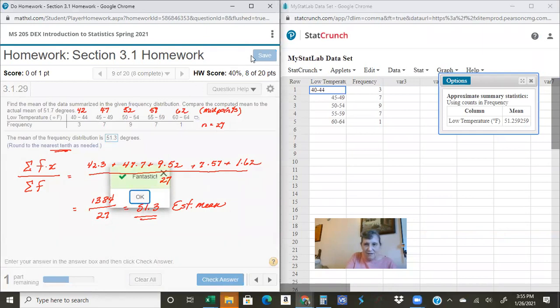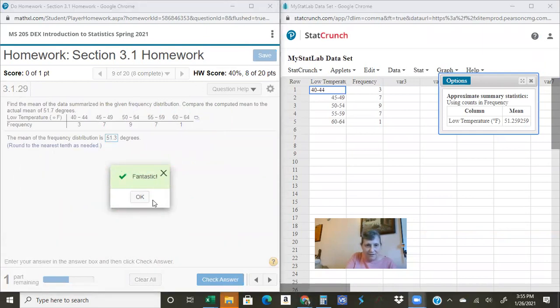And it's fantastic. So that's how you can get the estimated average from a frequency table and get StatCrunch to do it for you.